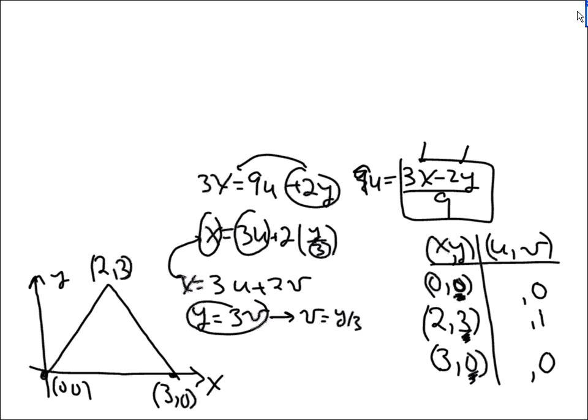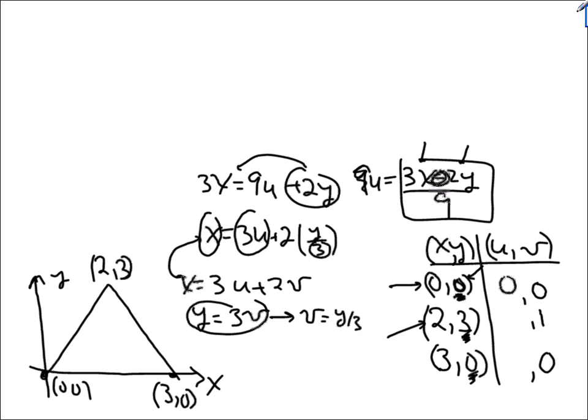Triple x, double y, subtract, divide by 9, you get u. If I triple x, I get 0. If I double y, I get 0. If I subtract, I get 0. Divide by 9 is 0.